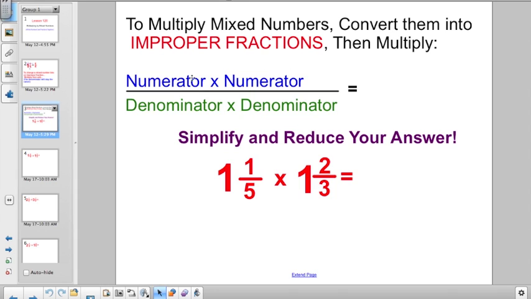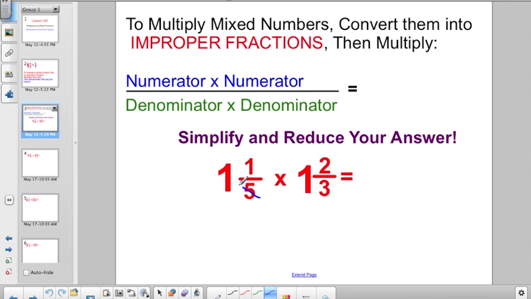So to multiply mixed numbers, just convert them into improper fractions, what we just talked about, and then multiply numerator times numerator, and then denominator times denominator. You will have to go ahead and simplify and reduce any answers. So again, if I was doing 1 1/5 times 1 2/3.